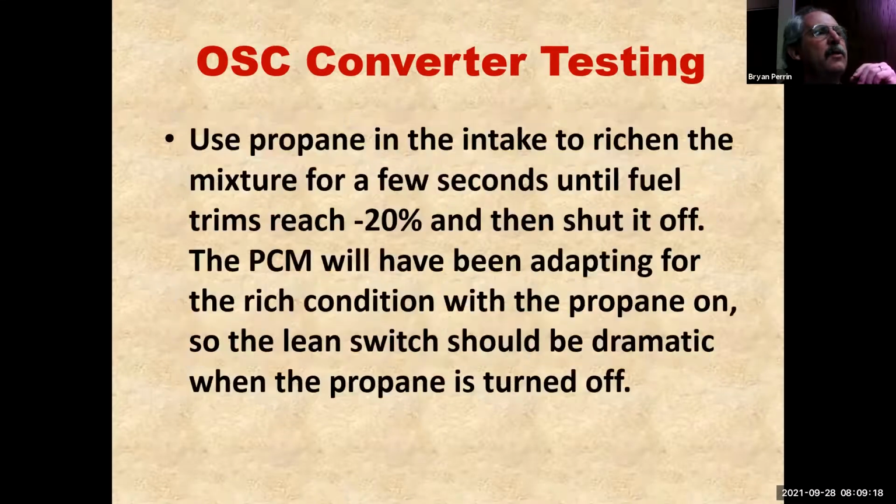So for OSC converter testing, I'm going to use propane in the intake to richen the mixture for a few seconds until the fuel trims reach negative 20%, and then shut off the propane. What I want to do is move my fuel trim 20% from where I started. So if my fuel trim, when I add short and long trim together, is plus 10%, I'd want to take away 20%, which would move me to negative 10%.